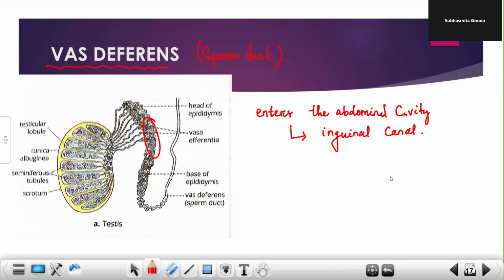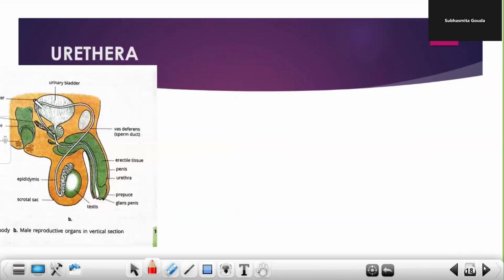Next, it passes over the urinary bladder and joins the duct of the seminal vesicles to form the ejaculatory duct, and next the ejaculatory duct opens into the urethra. Next is the urethra. The male urethra is about 15 to 20 centimeters long, means its length is 15 to 20 centimeters, and it differentiates into three parts.